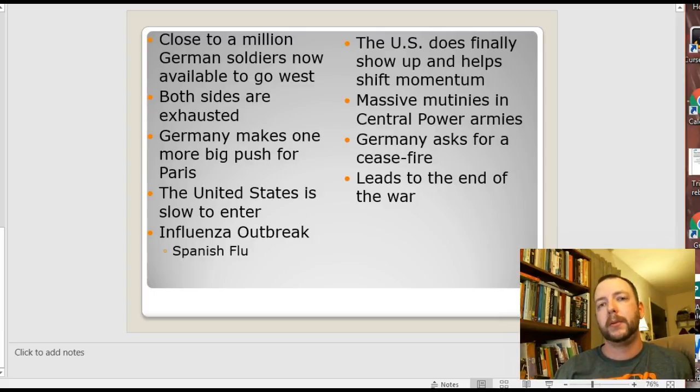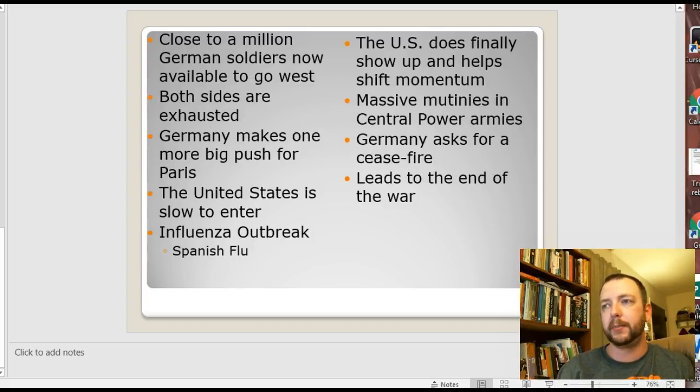So now, with the exit of the Russians, close to 1 million soldiers are now available to go west to fight on the Western Front, but both sides are exhausted from fighting. Germany ends up trying to make one more big push for Paris, but the United States slowly enters and stops Germany. The United States does have a lot to do with the outcome of the war, influencing the outcome of the war. So they enter and they stop Germany.